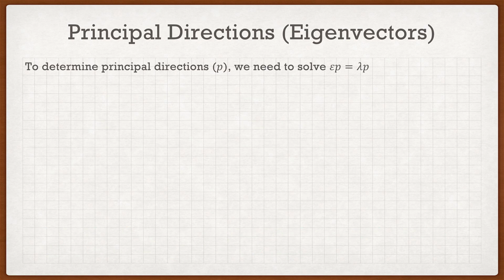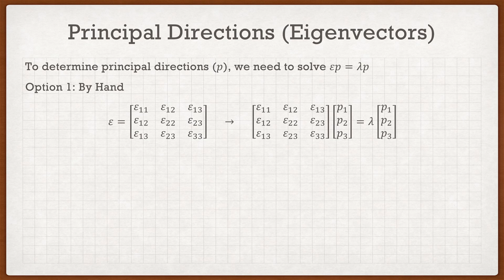So let's move on. Principal directions, again, are just the eigenvectors of the system. To find them, we need to solve the equation where the small strain matrix times a vector p is equal to lambda p, where lambda is those eigenvalues we found before. If we expand it out, we have the small strain matrix multiplied by a vector p1, p2, p3, which is equal to lambda p1, p2, p3.